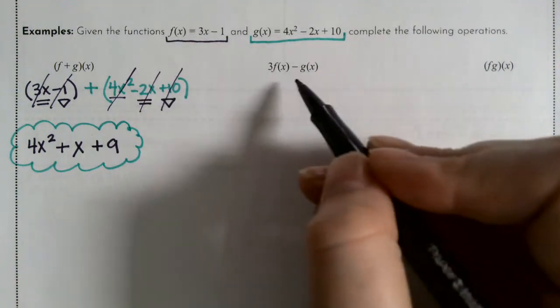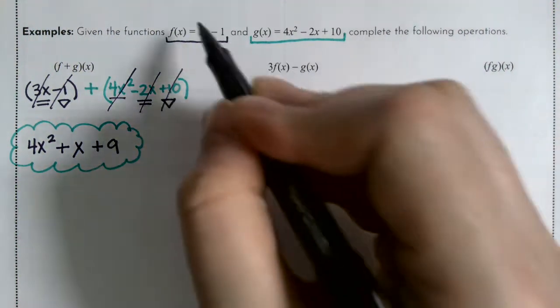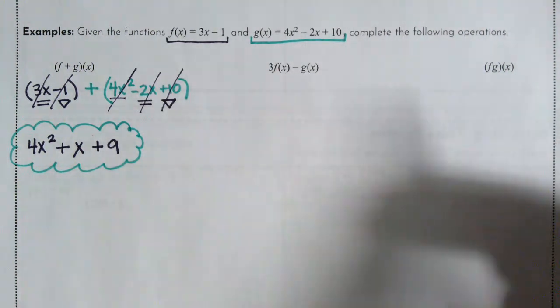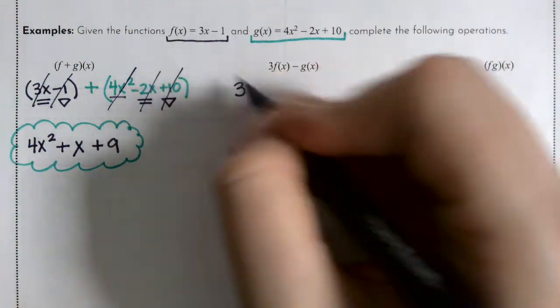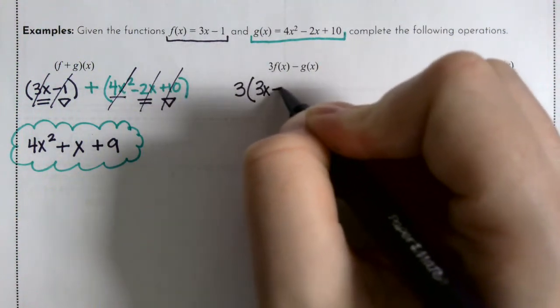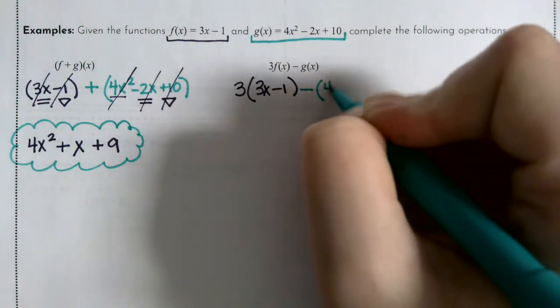Now our next one is a little bit more complicated. It says 3f of x minus g, so 3f's minus g. And so I'm going to have a 3 out front, and then my f function minus my g function.